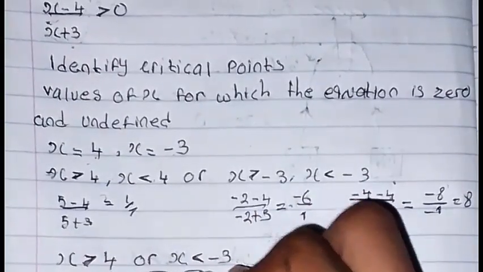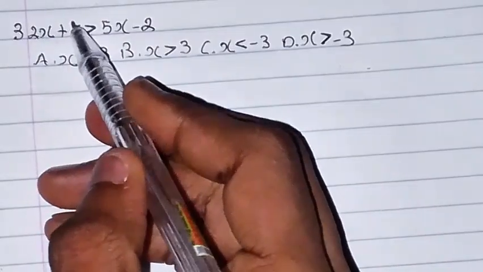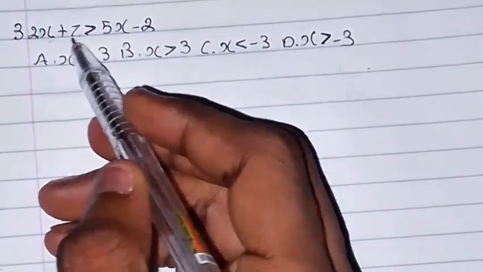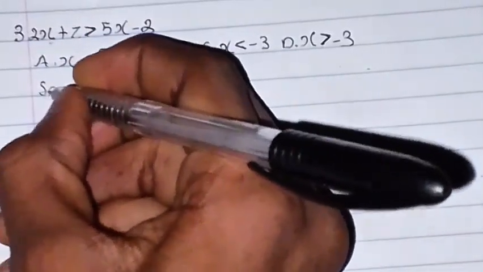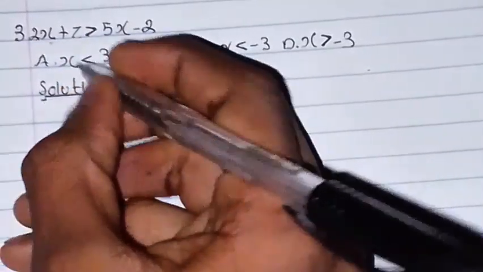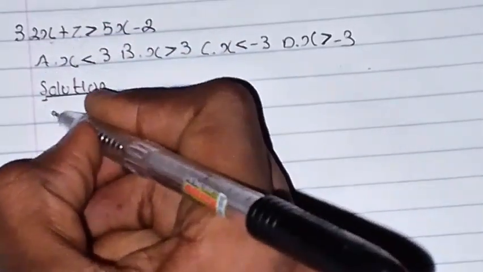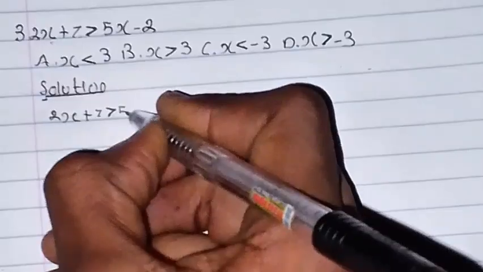That becomes our answer. It says solve 2x plus 7 greater than 5x minus 2. So we're going to find the values of x for which this inequality is true. So let's solve. Now we have 2x plus 7 is greater than 5x minus 2.